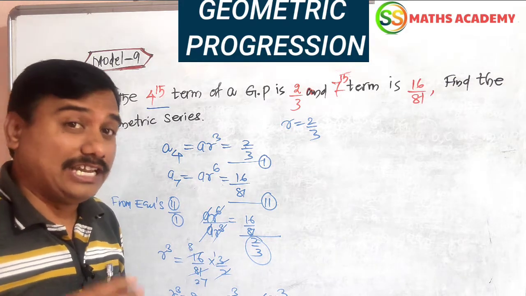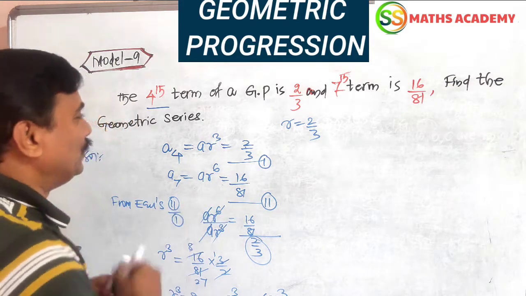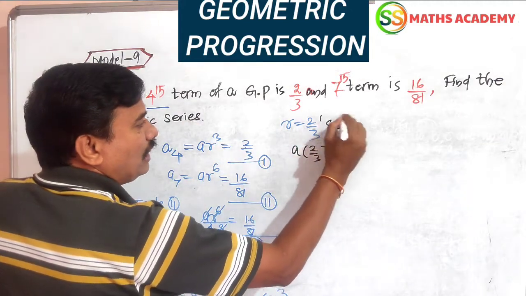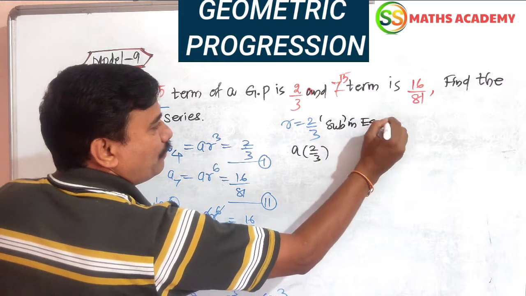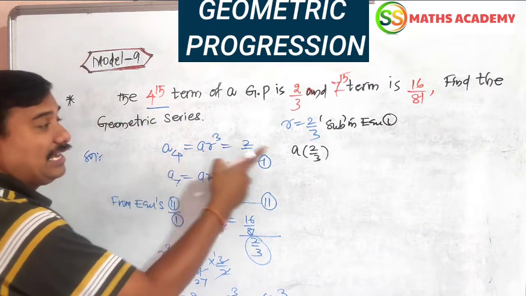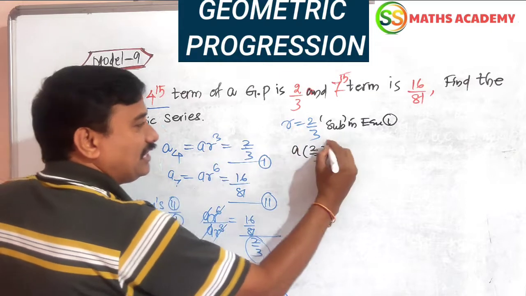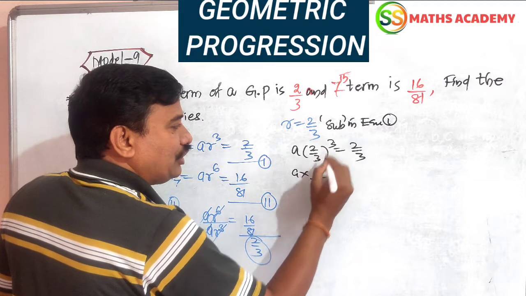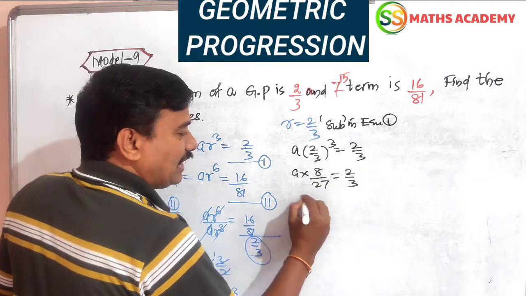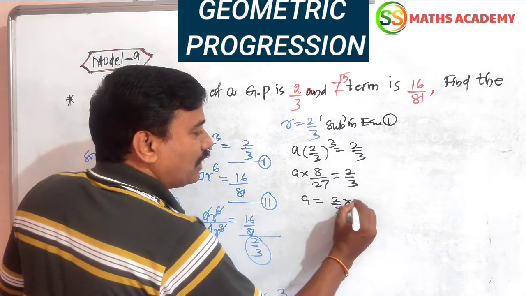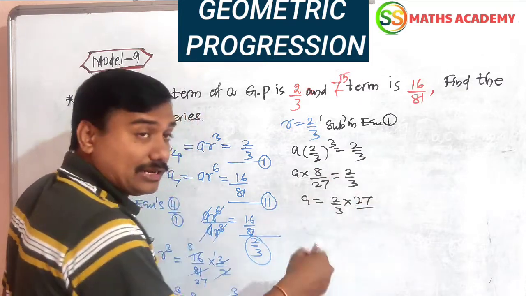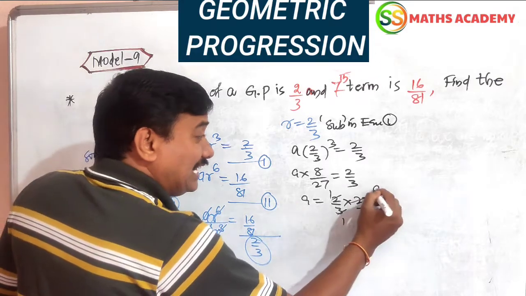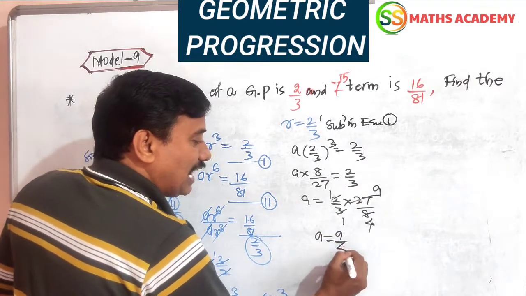Then we have to substitute the r value in equation 1 to get the a value. Here I am going to substitute the r value in equation number 1: a times 2 by 3 power 3 equals 2 by 3. We know very well 2 cube is 8 and 3 cube is 27, so a times 8 by 27 equals 2 by 3. Transposing to the right side, it becomes the reciprocal: 27 goes to the numerator, 8 comes to the denominator. 2 ones are 2, 2 fours are 8, clear. 3 ones are 3, 3 nines are 27. So a equals 9 by 4.